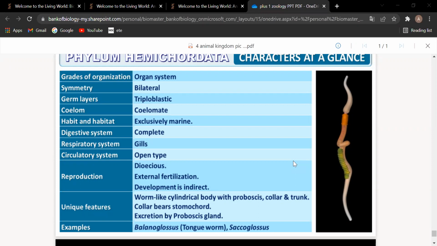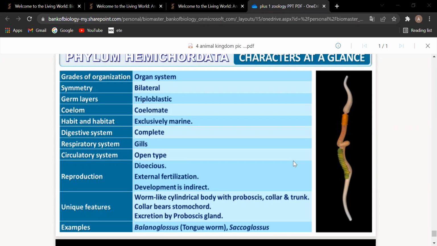If you remember, in arthropods they had a head and not a proboscis. Here there is a proboscis. Collar bears stomochord, which is a rudimentary notochord-like structure. Excretion is with the help of the proboscis gland. Examples, balanoglossus and saccoglossus. Easy.